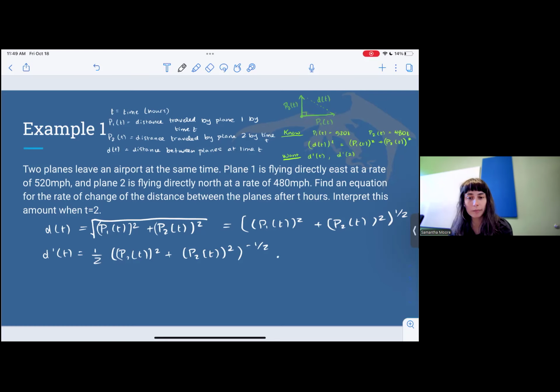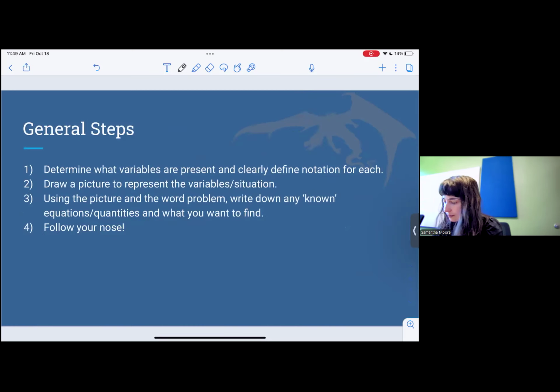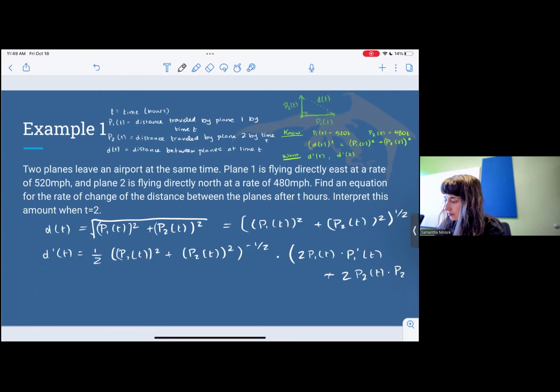And then I need to multiply by the derivative of my inside function, which is my p1 of t squared plus p2 of t squared. And those are, again, actually going to be chain rule things. So the derivative of p1 of t squared is going to be 2 p1 of t to the first times p1 prime of t plus, again, derivative of p2 of t squared is going to be 2 p2 of t times p2 prime of t. Based on chain rule on those pieces.